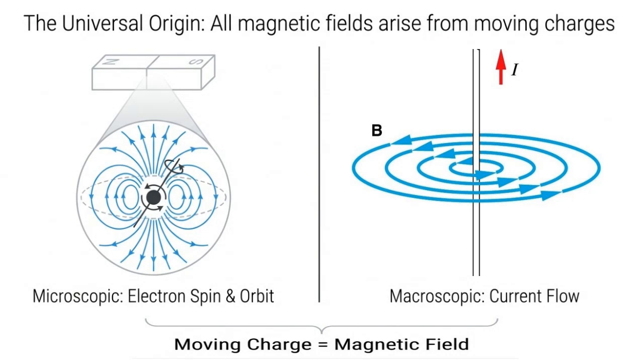All magnetic fields originate from moving electric charges. On a microscopic level, this can come from the spin and orbit of electrons, which create tiny magnetic fields around atoms. On a larger scale, or macroscopically, magnetic fields are produced by the flow of electric current, moving charges within a conductor. For example, when current flows through a wire, it generates a magnetic field that forms concentric circles around the wire. This connection between moving charges and magnetic fields helps explain the behavior of magnets and electric currents universally. In short, whenever charges move, they create magnetic fields.